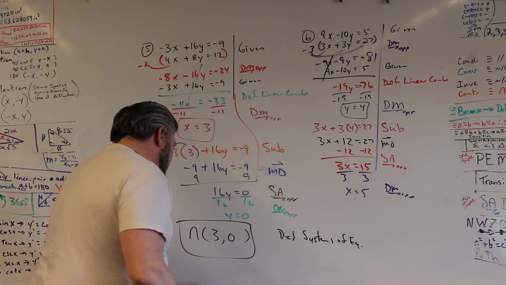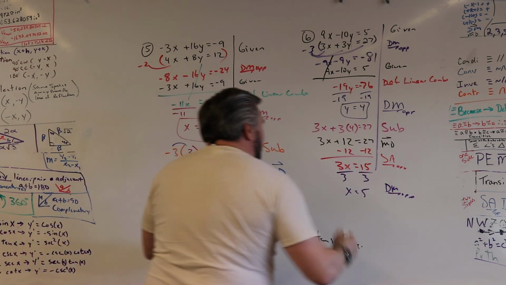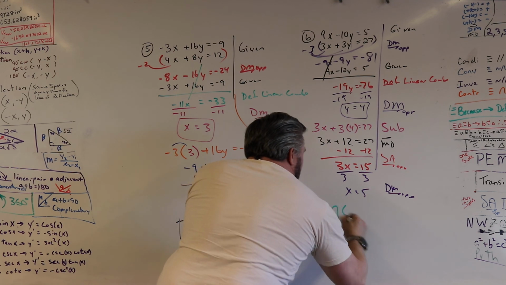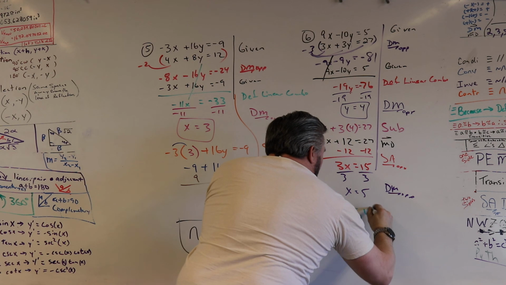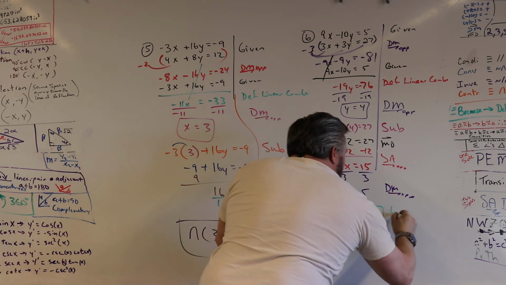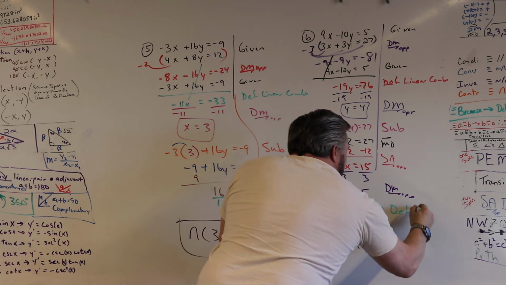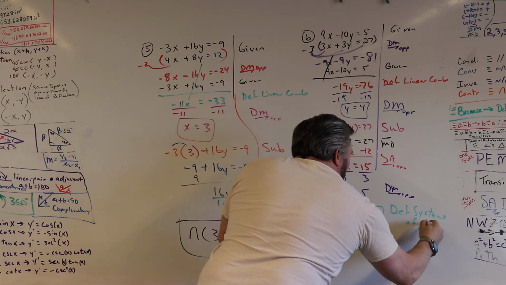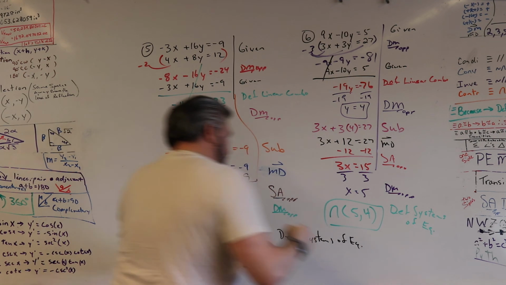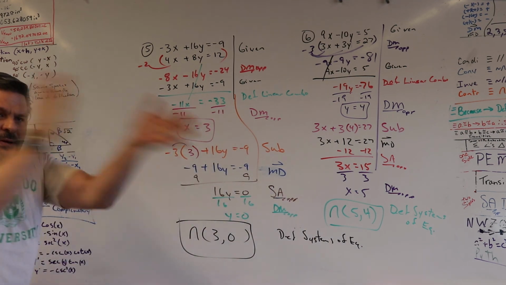Okay? And then our last thing is x, the intersection at x, which is 5, and y, which is 4. And there it is. That's how fast we can do this. Definition of systems of equations. Right? Bingo, bango, dango.